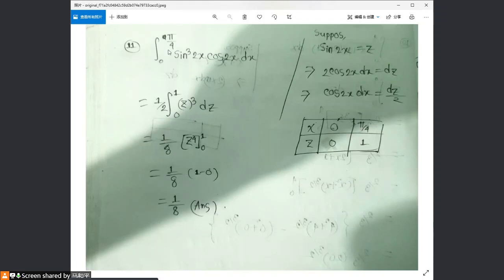So it's equal to sin cubed, so it's z cubed, times cosine 2x dx, so it's dz over 2. So it's 1 over 2 z cubed dz. And we find an antiderivative is 1 over 8 z to the power 4. Here, the lower limit is 0 and the upper limit is 1. When it's 1, the value is 1; with 0, this is 0. So the final answer is 1 over 8.